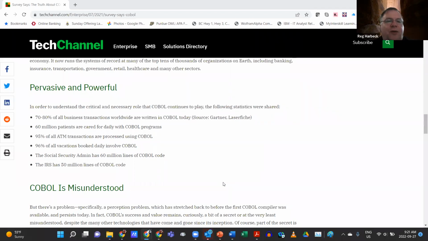But the sweet spot of COBOL has always been business-oriented activity, which is all the stuff we used to do before we had computers by hand. All those manual calculations, business calculations, logistical, all those things that were done using decimal math and characters are COBOL's sweet spot more than any other language. And so we see 95% of all ATM transactions processed using COBOL. 96% of all vacation days booked involve COBOL.